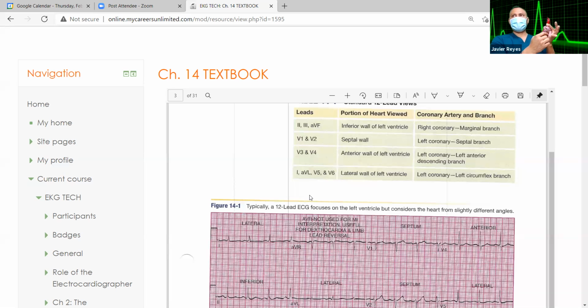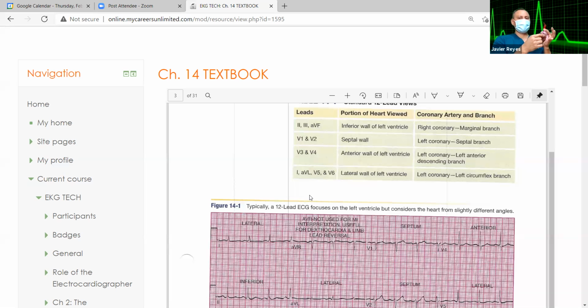Circumflex. Think of circle, like circling around. Okay. This artery is affected, then this part and probably the backside will be affected as well. So you're going to see changes in what leads? What leads are viewing this part of the heart? There's 4 of them. I just told you which ones.